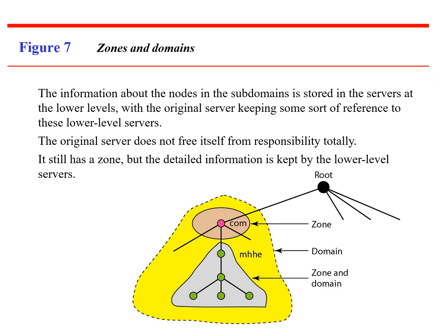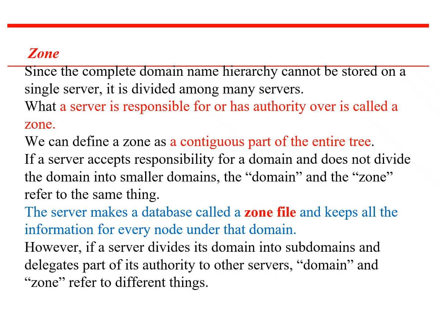Zone and domains. Now let us see what you mean by a zone. Since the complete domain name hierarchy cannot be stored on a single server, it is divided among many servers. What a server is responsible for or has authority over is called a zone. We can define a zone as a contiguous part of the entire tree. If a server accepts responsibility for a domain and does not divide the domain into smaller domains, the domain and the zone refer to the same thing.